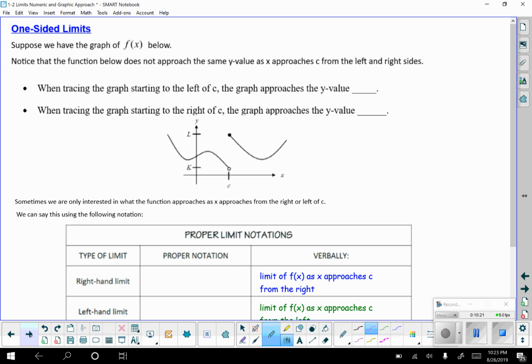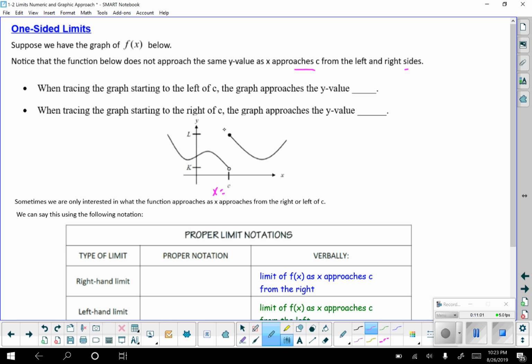One-sided limits. I hope you discussed one-sided limits last year as well. They always exist unless it is going to infinity or negative infinity. So suppose we have a graph of f of x again. And notice that the function below does not approach the same y value as x approaches c from the left and the right side. So here's my x equals c mark. And I do notice I've got one height of k for y and another height of L for my y value. And so definitely there is a jump discontinuity going on here, correct?